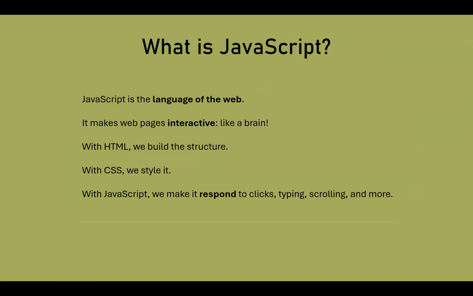So what is JavaScript? JavaScript is just the language of the web. Just like HTML is a language that browsers use to display things, and CSS is used to style, JavaScript is also another language for the web. It helps make your pages interactive. It's like the brain of your whole website or application.